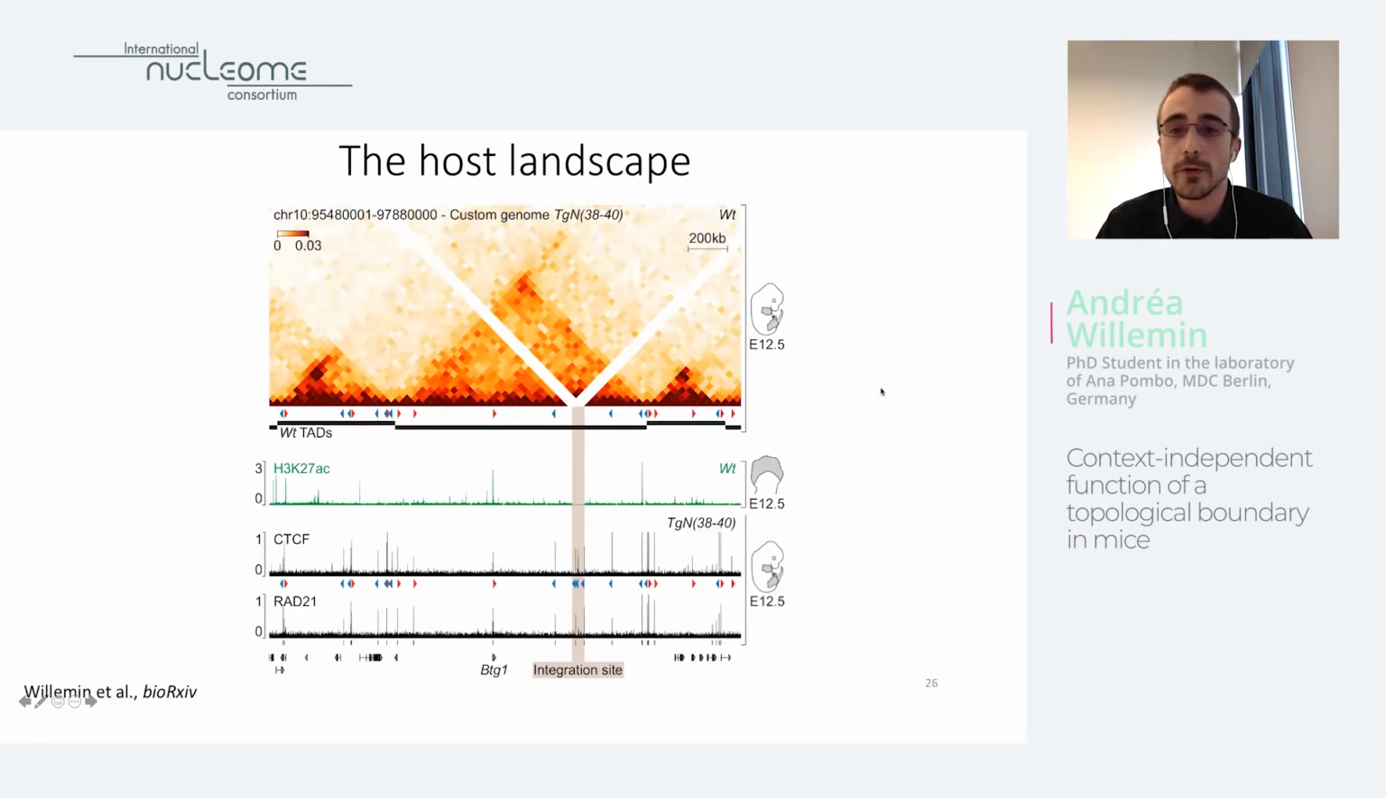Then we actually wondered whether the elements of the transgene would be able to interact with the host chromatin landscape and if this would impact on the local interactions. So this is how the host landscape looks like in wild type limbs. It is characterized by this 1.2 megabase TAD displaying a relatively low density of CTCF sites, a couple of H3K27 acetylated regions, and only a single protein coding gene called BTG1. So just briefly, we know that the transgene landed here in the right half of the TAD.